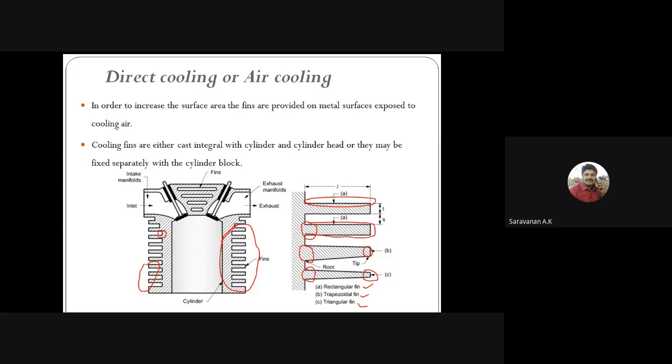Initially, the temperature difference between the atmosphere and the cylinder can be high. At the root point, the temperature difference will be high, and it gradually reduces. At the tip of the fin, the temperature difference will be a minimum, so there we can increase some type of efficiency. So this is about the direct cooling system, or the air cooling system.